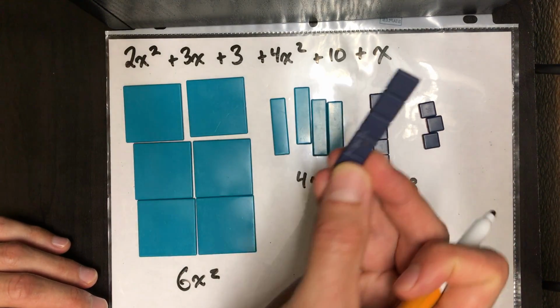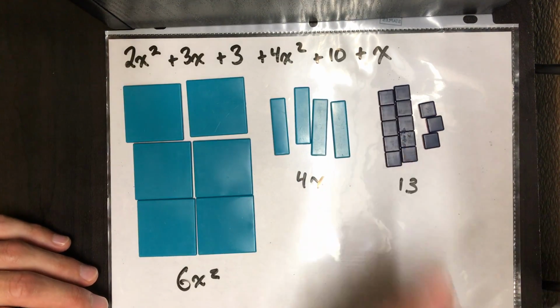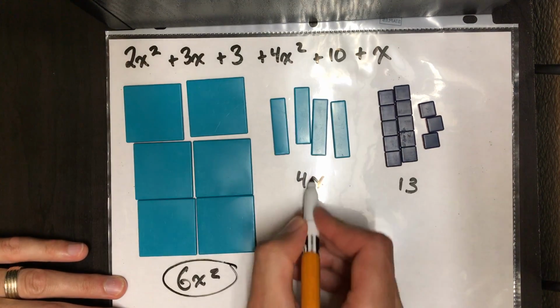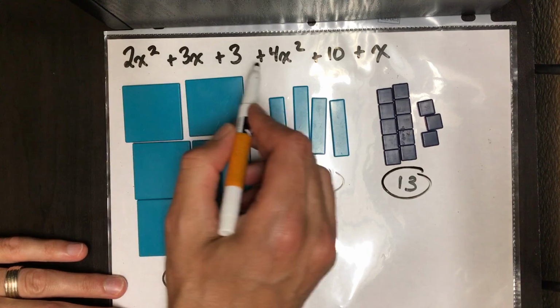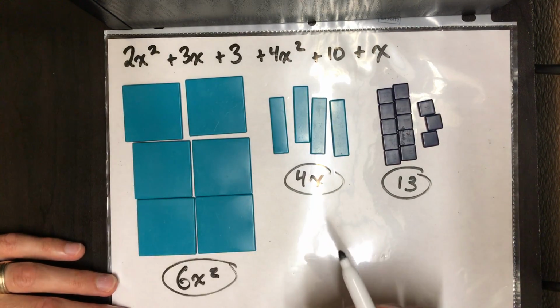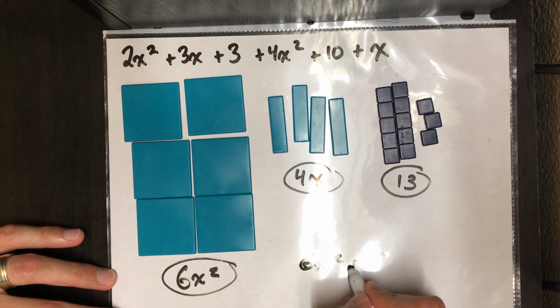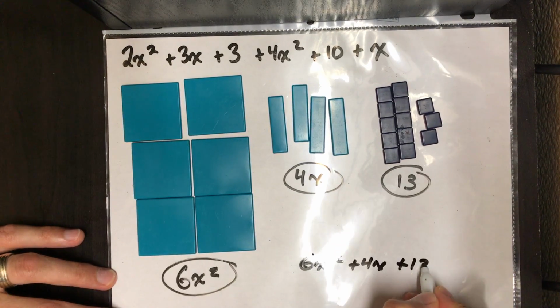We've got to remember that these are 5 ones. These are 5 of these little guys, so these are not bigger than the x terms. Okay, so I've got 3 terms now. I went from a total of 2, 4, 6 terms down to 3 terms. The reason why is I could combine like terms, right? So my final expression is going to be 6x squared plus 4x plus 13.